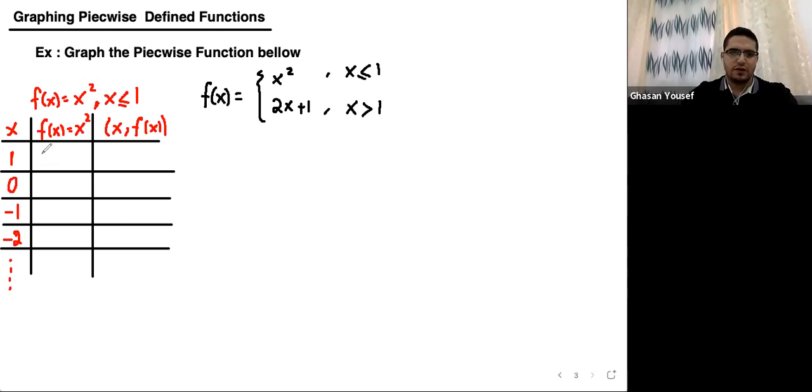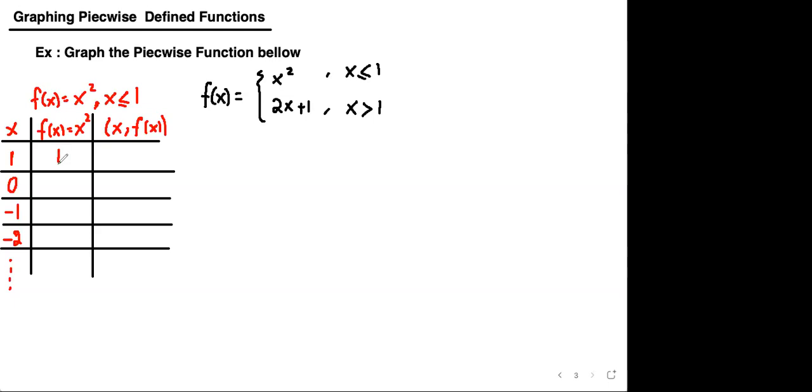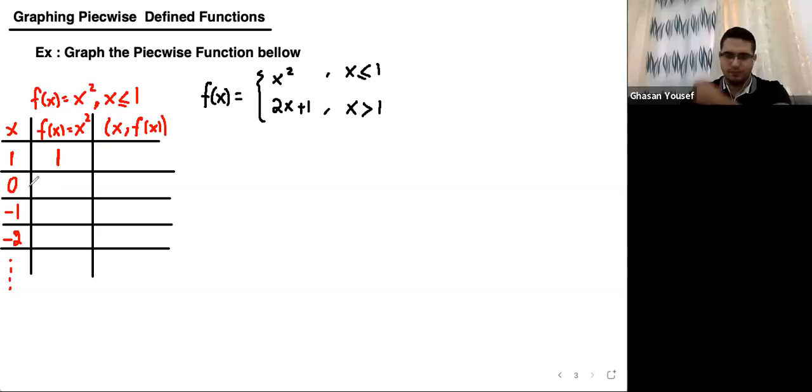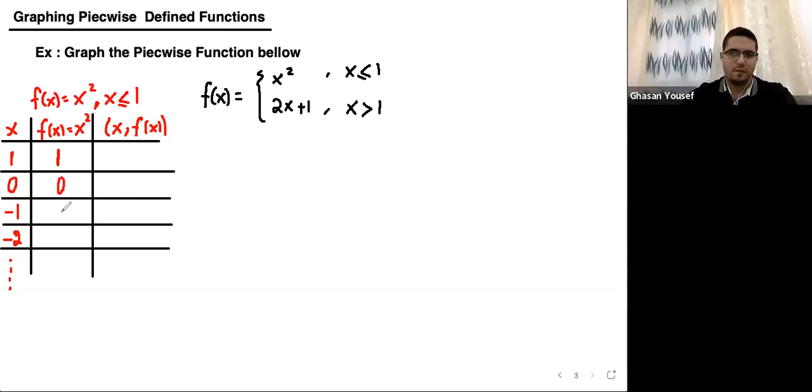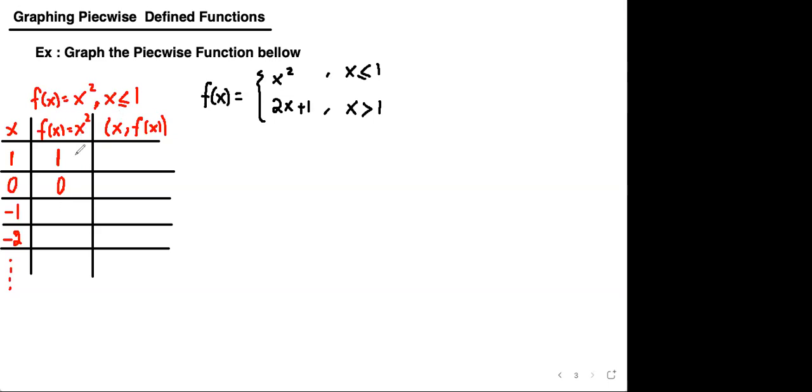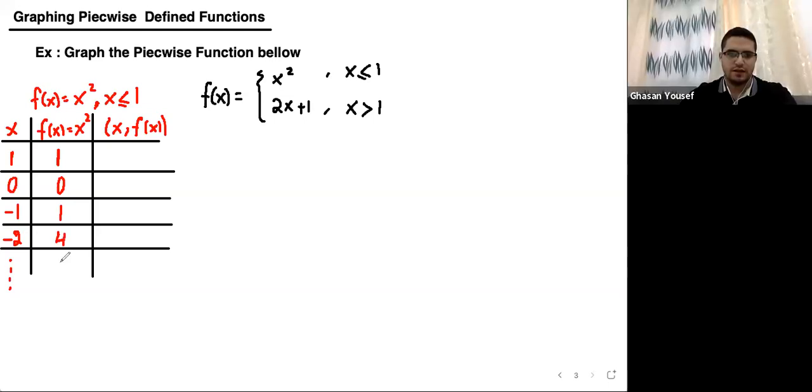So what is the value for 1? What is f of 1? f of 1 is 1. f of 0 is 0. The -1 is? +1. Minus squared is +1 again. And -2 is 4. And so forth. Here the point is 1, 1. Here's the point 0, 0. Here is -1, 1. Here is -2, 4. And all the points go up.